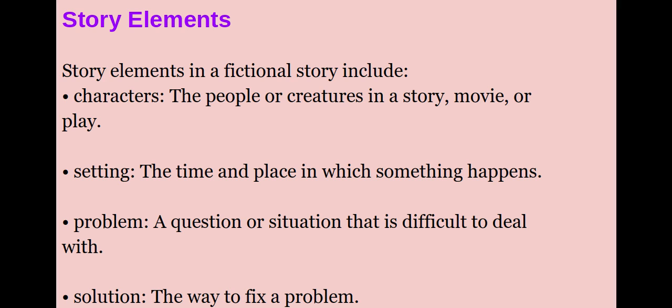The problem is a question or situation that is difficult to deal with. So a major problem in Charlotte's Web is Wilbur is supposed to be killed in the winter time. So they needed to come together and figure out a solution to that problem. And that's the final story element, which is solution, the way to fix a problem. And we know what Charlotte's been doing, which is creating words in her web. So those are just some examples of story elements from a book we've all read before.